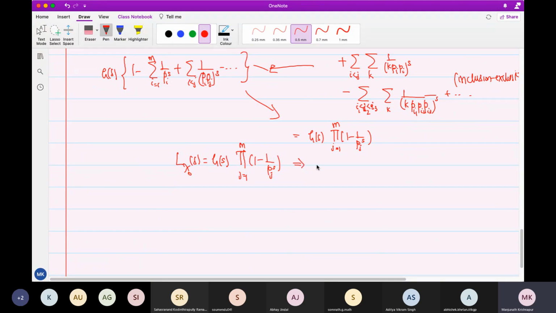From this we see that L(chi naught, s). There is this formula, it is like up to a constant. So when I write like this.